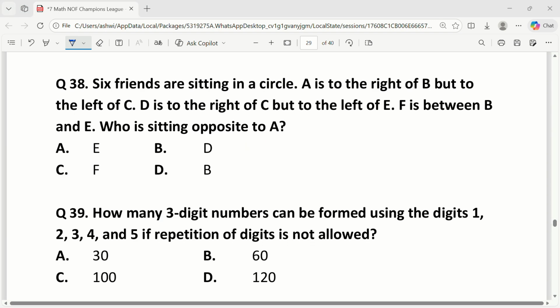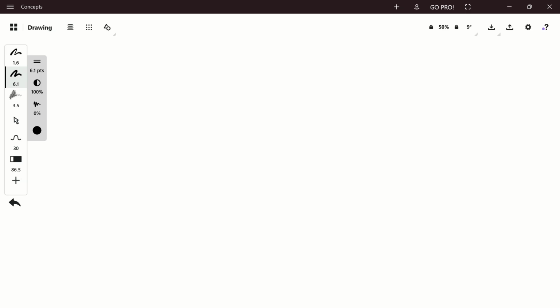Question 38. 6 friends are sitting in a circle. A is to the right of B, but to the left of C. D is to the right of C, but to the left of E. F is between B and E. Who is sitting opposite to A? The arrangement can be deduced step by step.